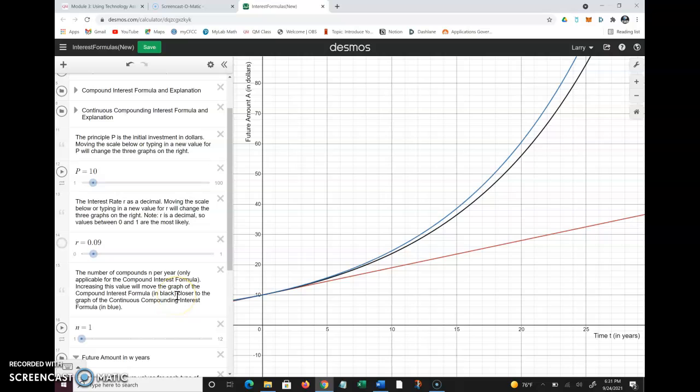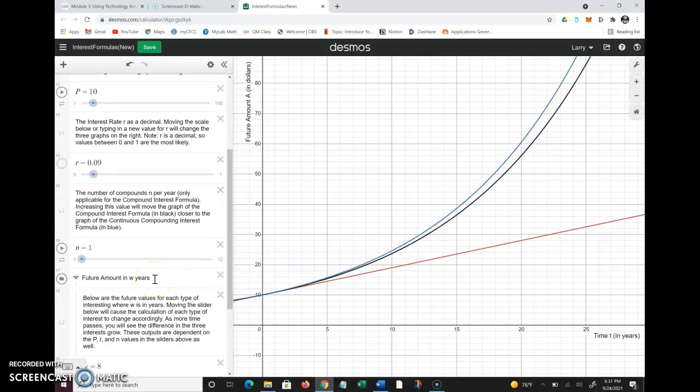This only impacts the compound interest formula, which is the black line. So as I compound more and more often, when n is 1, this means I compound once a year. When n is 2, I compound twice a year. And you can see it doesn't take many compounds.